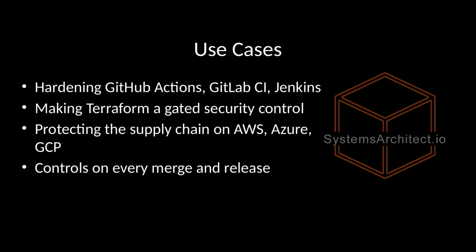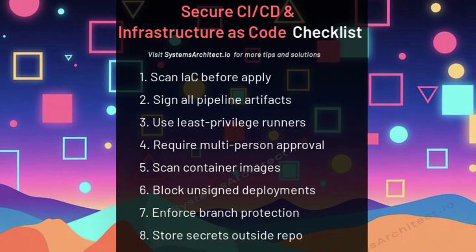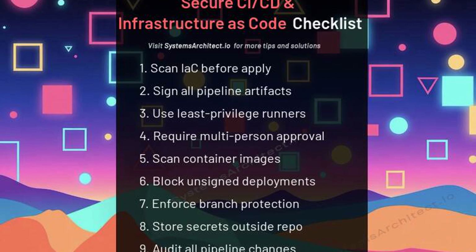Google Cloud. This checklist covers 10 practices you can put on the critical path of every merge and release. Use this when you harden GitHub Actions, GitLab CI, or Jenkins, and when you make Terraform a gated security control rather than a free for all apply.